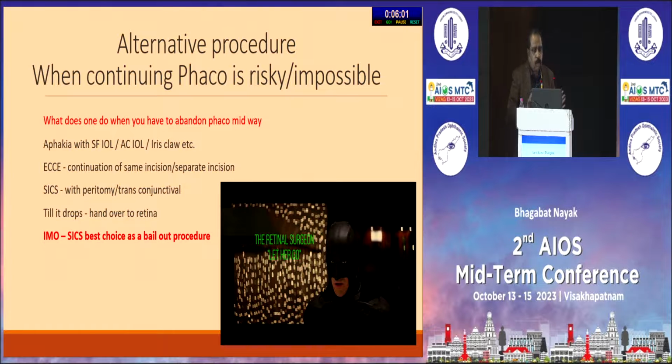So what I would like to ask the audience is, when you are having a difficult time during phaco, what do you opt for? Do you opt for making him aphakic and doing a secondary IOL later? Do you do an ECCE from the same incision or from a different incision, or do you do an SICS? What's your procedure, suppose you have to abandon phaco for whatever reason?